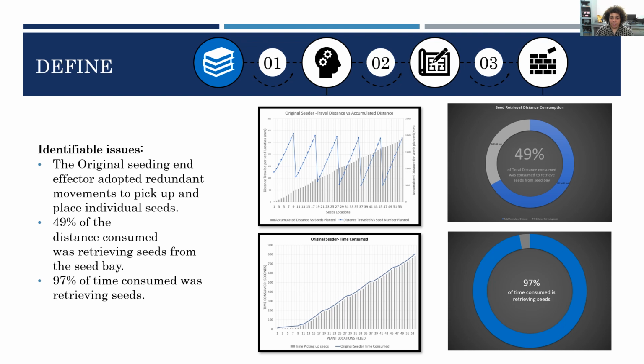The original seeding end effector utilized a vacuum pump and seeding bay to house and transfer seeds. The dependency on the seed bay and vacuum pump consumed an excessive amount of time and distance. While allowing the FarmBot to plant seeds in the designated test area, containing 54 seed locations, it was determined that the planting operation consumed 19,000 millimeters in 806 seconds. While this operation was being observed, the amount of distance and time consumed retrieving seeds were also collected. This data indicated that 49% of the distance consumed was required to pick up seeds, and 97% of the time consumed during the planting operation was consumed while retrieving the seeds as well.